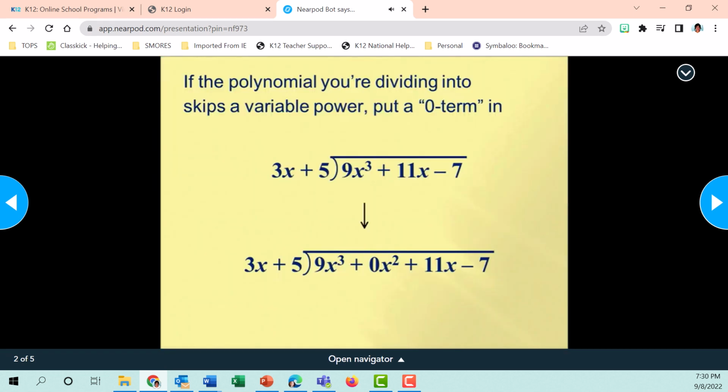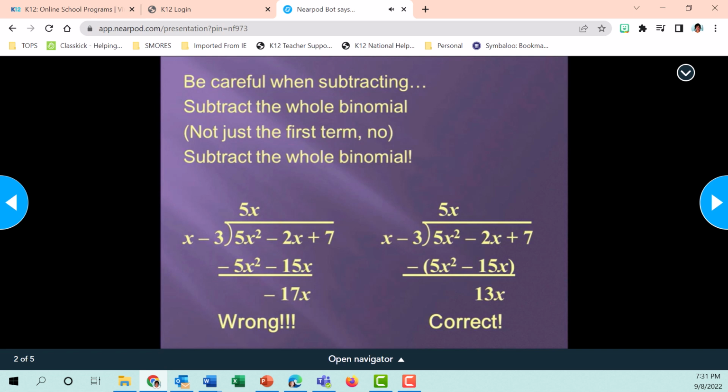If that polynomial you're dividing into skips a variable power, put a zero term in. Be careful when subtracting. Subtract the whole binomial, not just the first term. No, subtract the whole binomial.